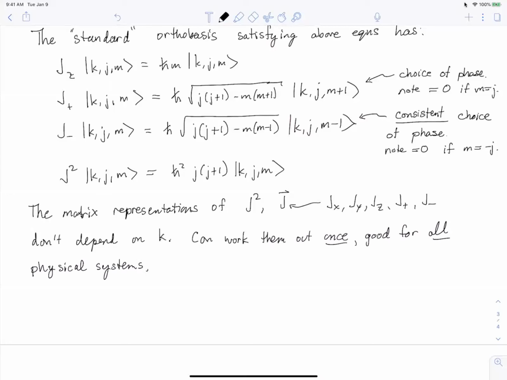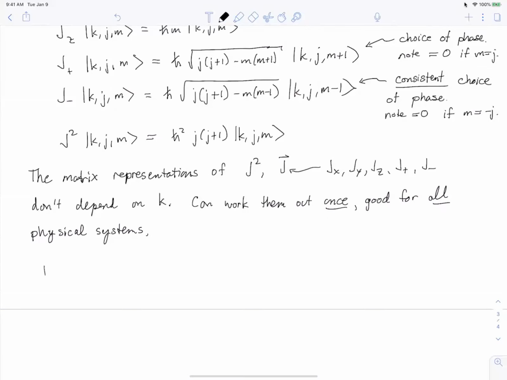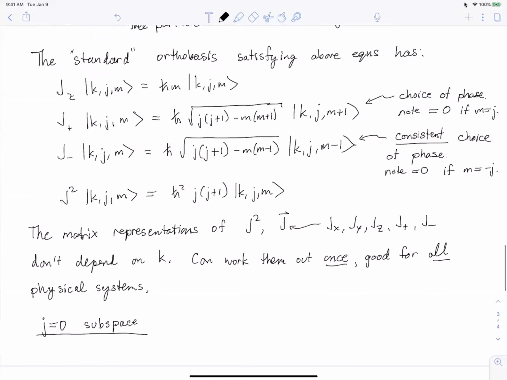So we're just going to go ahead and do that, starting with the simplest one and seeing how far we get today. The simplest one, of course, is going to be the J equals 0 subspace. If we go back up here and look at what these are, if J equals 0, that implies that M also must be 0. So that's 0, this is 0, that's 0, everything's 0.